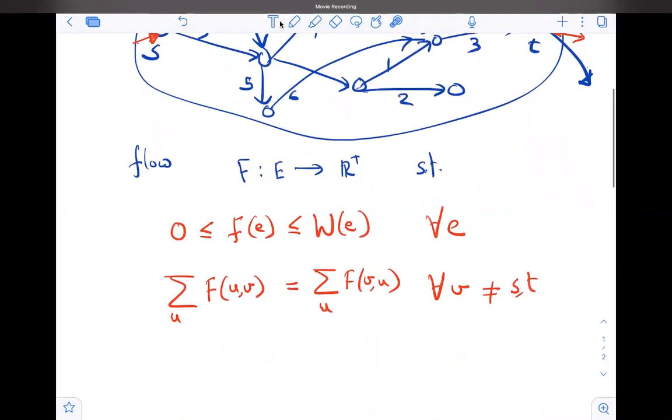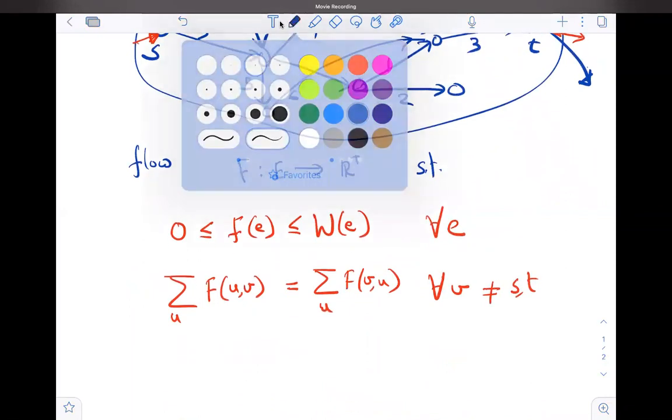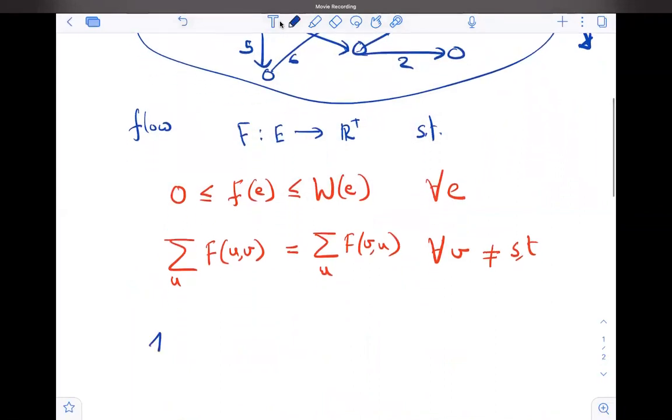Now this is what we have. This is a flow condition. This is a network flow. And what is a max flow? What do we want to maximize? The total flow into the sink. This is maximize total flow. What is total flow into the sink?